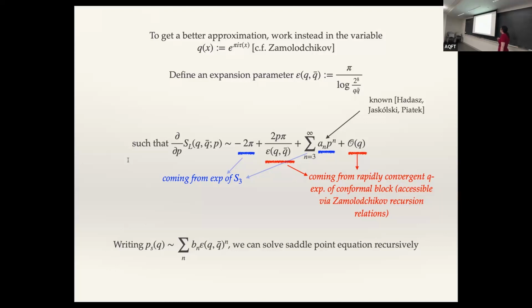So if we expand the 3-point function, first we expand in the Liouville momentum, and this expansion has been computed before by these authors, and then you can also expand the classical conformal blocks using the recursion relations in this Q variable due to Zamolodchikov, which is extremely rapidly convergent. And you can write your saddle point equation in the following way. And then if we expand our saddle point momentum in terms of this epsilon parameter, we can solve it recursively.